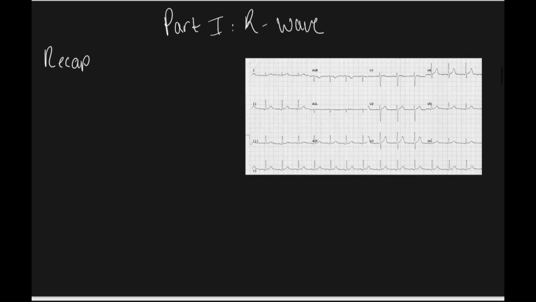Next wave is the R wave. As a recap, we know it's the positive deflection. We remember that V1 through V6 pattern. So V1 should have a small, if any, R wave, and then as we move to V6, we should have a dominant R wave.